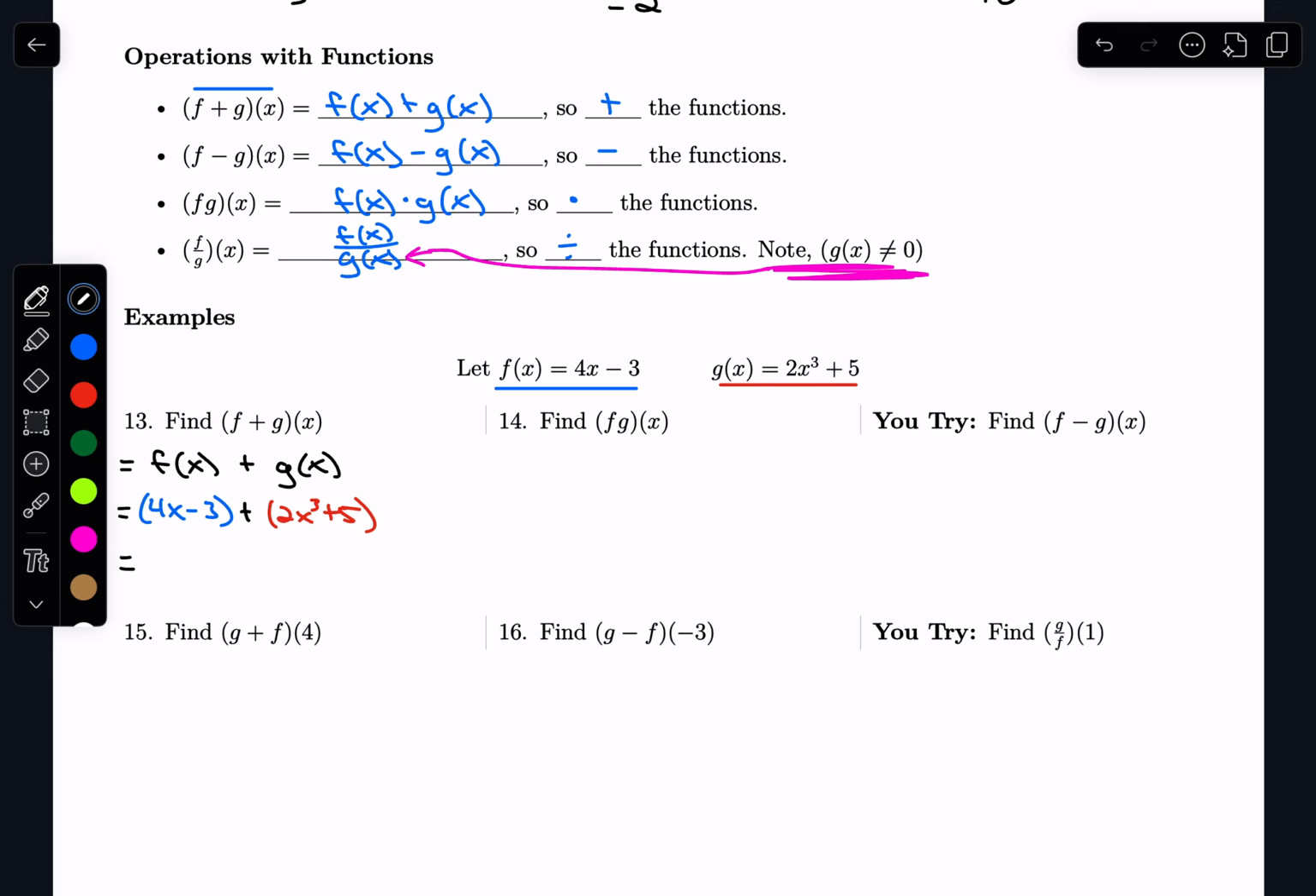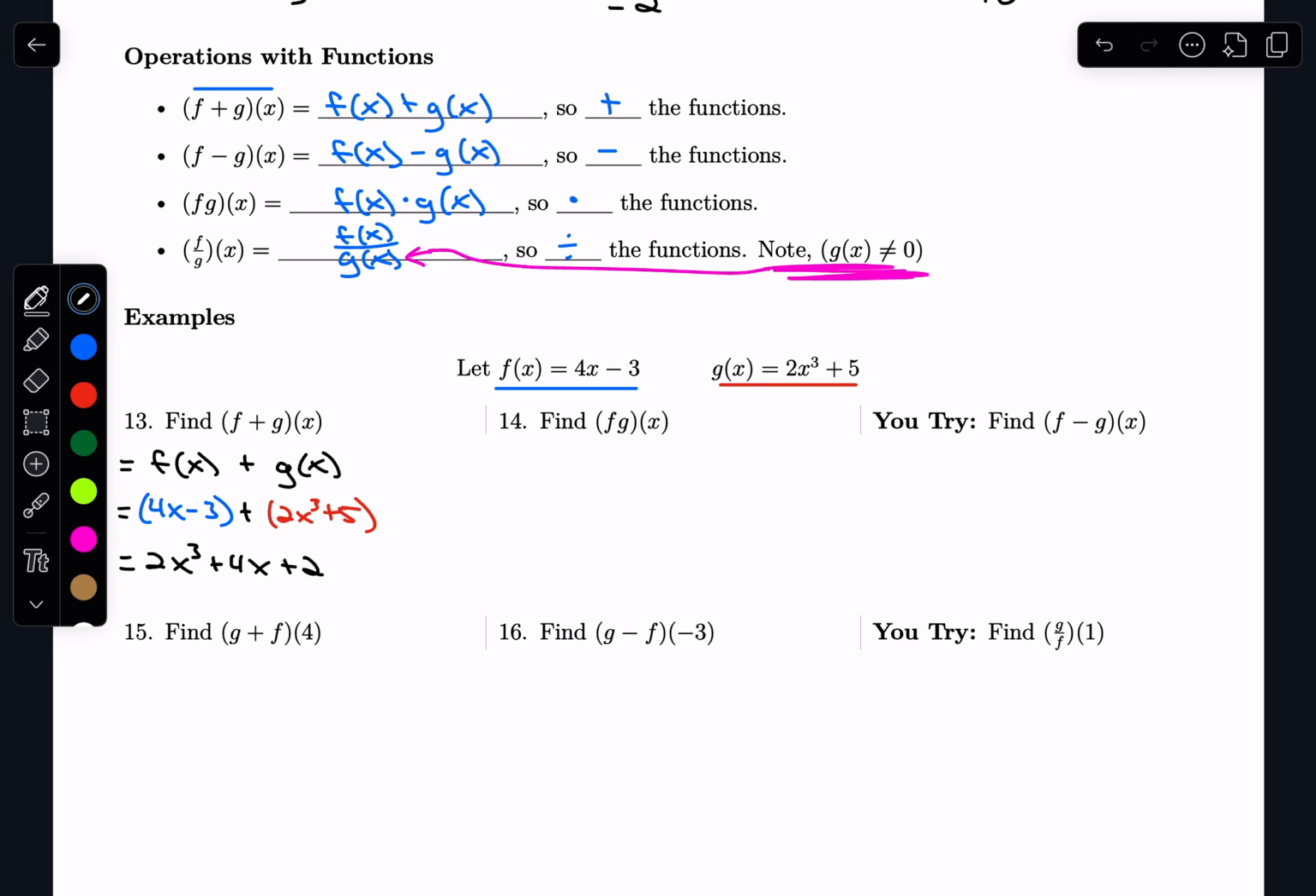So since all we have is some addition and subtraction, no multiplication going on, this becomes 2x cubed plus 4x plus 2, where the only actual things I had to combine were -3 and 5, gave me this +2 at the back. And then notice I wrote it in descending order, or standard form for a polynomial.